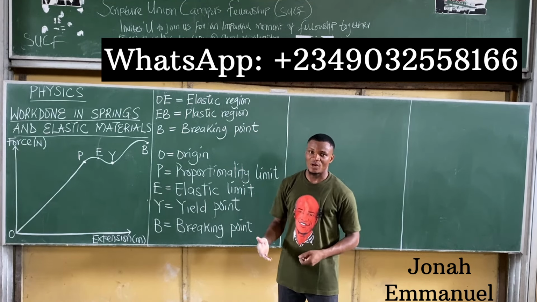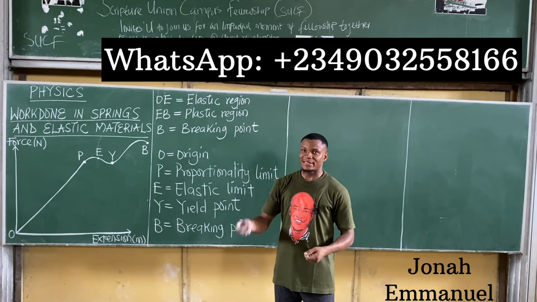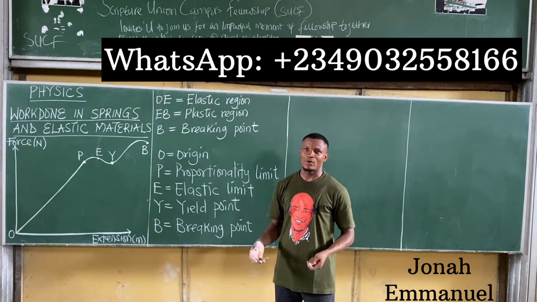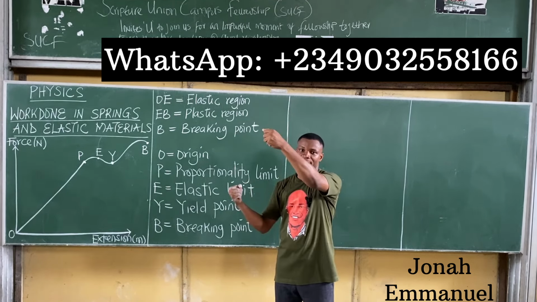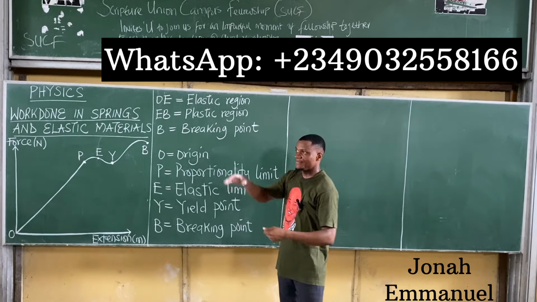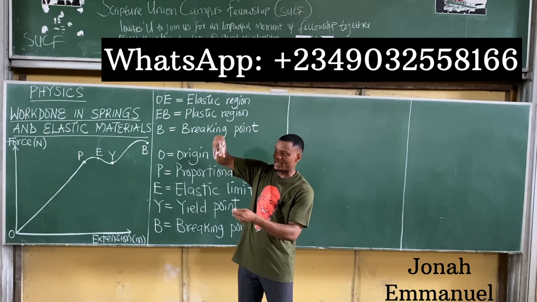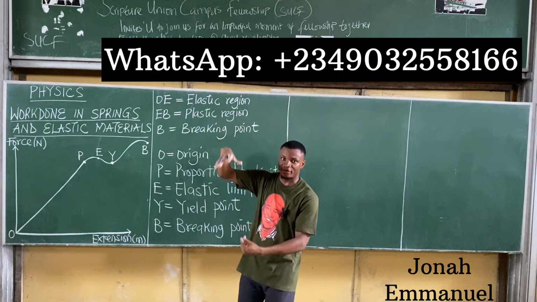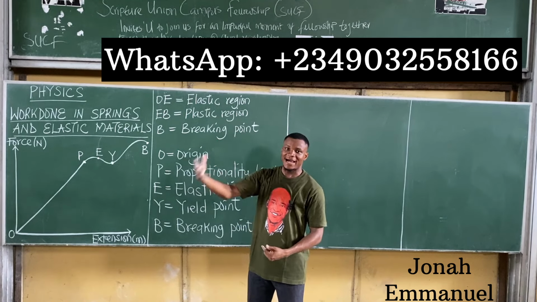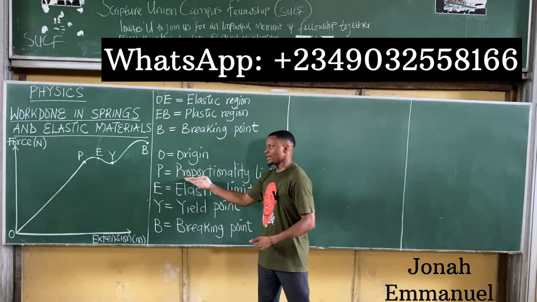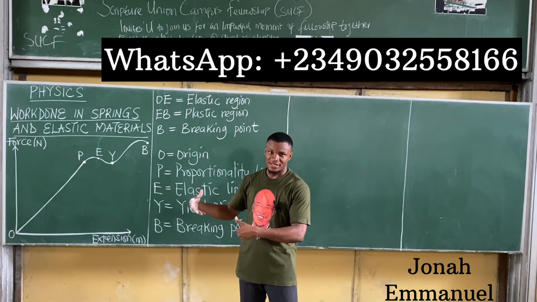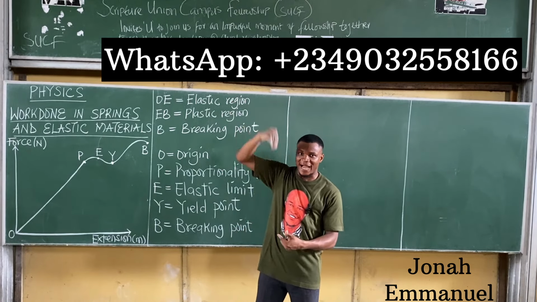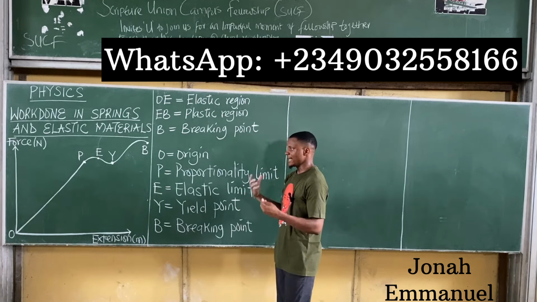Now, there's a limit to how far it can go. If I keep attaching load, it gets to a point where the spring will just snap and break off. The limit up to which the spring's extension increases with the added length is called the proportionality limit. It's the limit to which a spring will extend if a force or a load is being added on it.